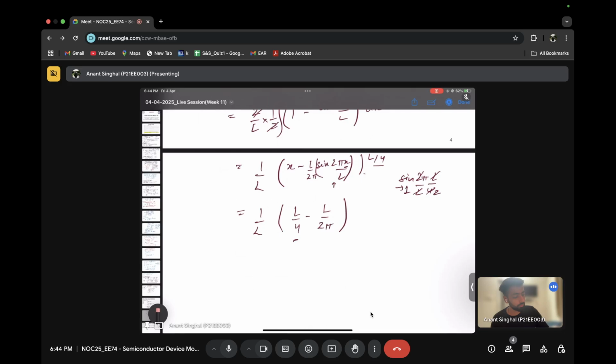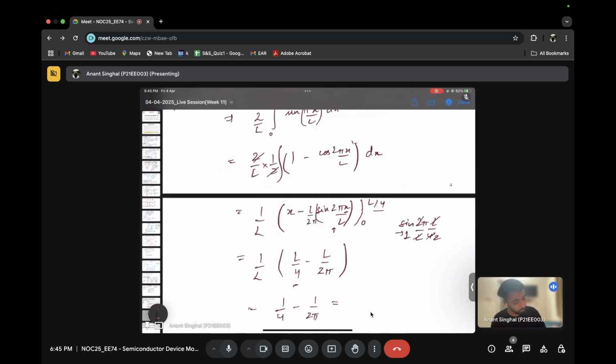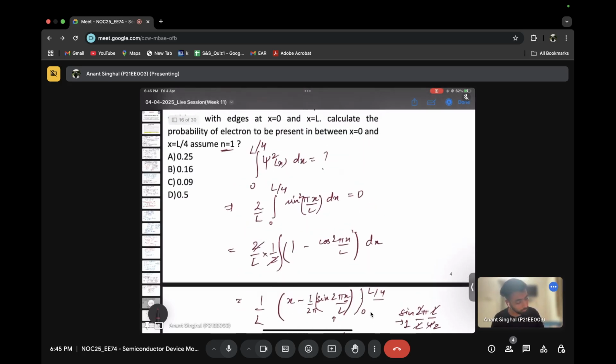And for 0, in both cases it is 0. Sine 0 is 0 and x is 0. So L will cancel out, and it will become 1 by 4 minus 1 by 2 pi. Can anyone use the calculator and let me know what the answer is? So 1 by 4 minus something, so this cannot be the answer.